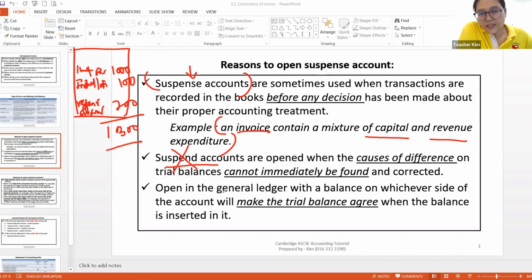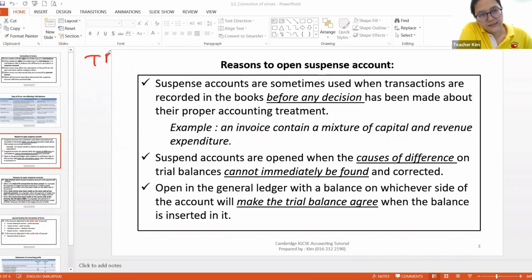Next, open in the general ledger with a balance on whichever side the account will make the trial balance balance. For example, in your trial balance you have debit and credit. Let's say we have purchases and sales. Here is 1,000, here is 900. Let's assume we only have these two accounts, no other account.